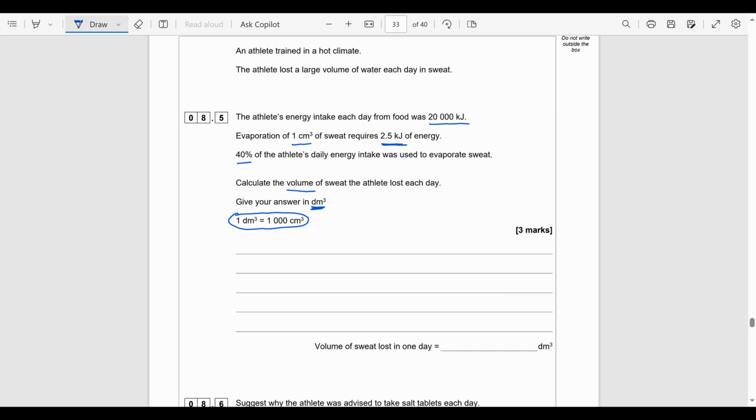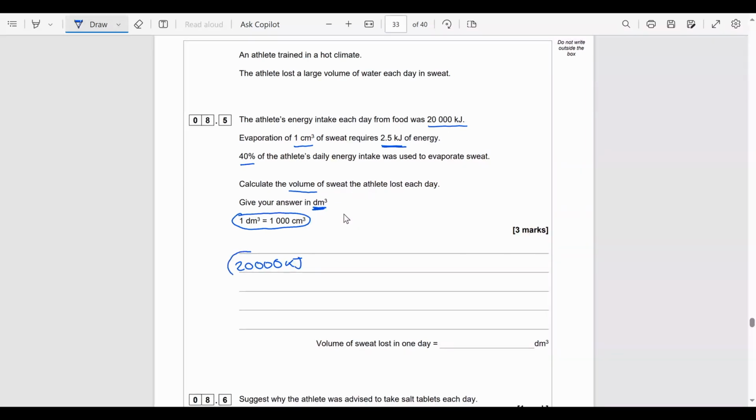So volume of sweat lost in 1 day we need to actually calculate. Well, they've told us that the intake of energy from food is 20,000. So this is the total energy that is taken in from food. But 40% of this is used to evaporate sweat. So we need to find 40% of 20,000 before we can go further, and that will then help us calculate our final answer eventually. So 40% of 20,000 is going to be 8,000 kilojoules. Okay, so we know now that 8,000 kilojoules is going to be lost from that as sweat.